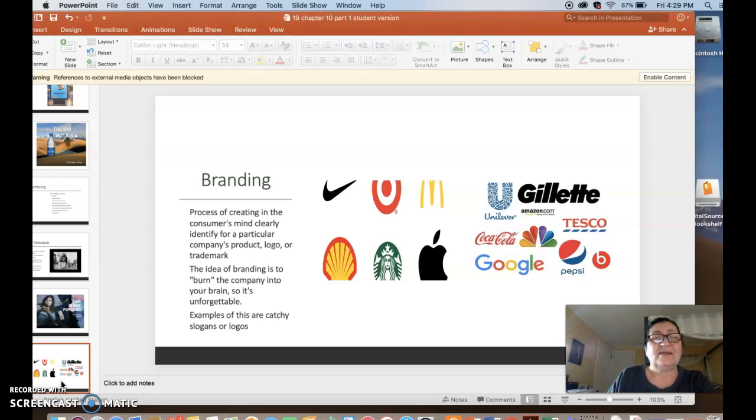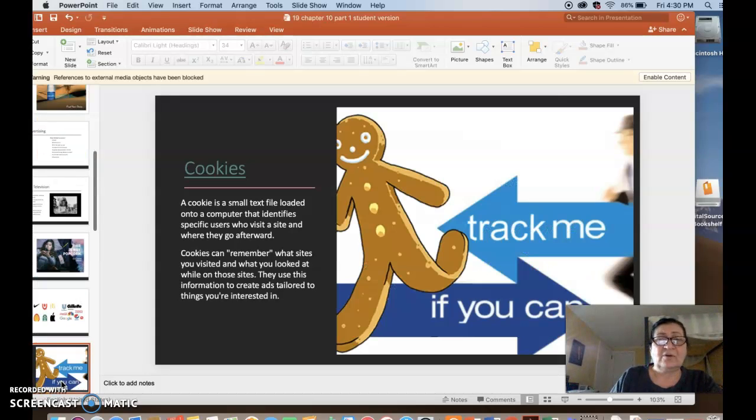So basically, branding is the process of creating clearly identifiable patterns to distinguish a logo, a product, or a trademark. The idea of branding is to burn something into our minds and make it unforgettable. Examples are catchy logos or slogans.